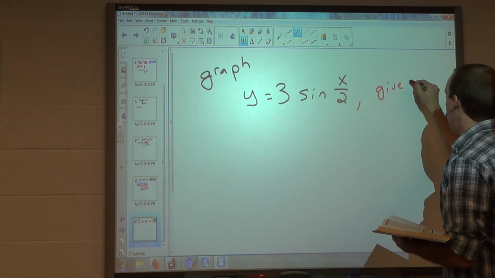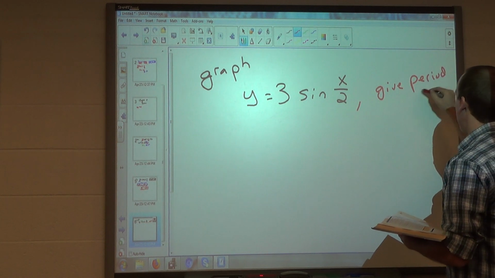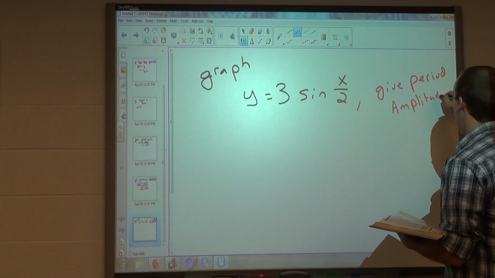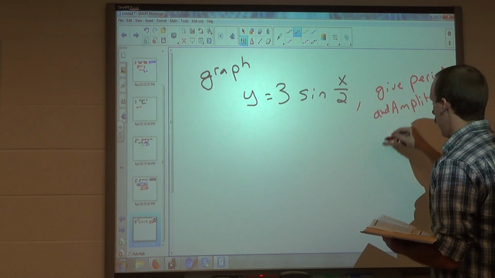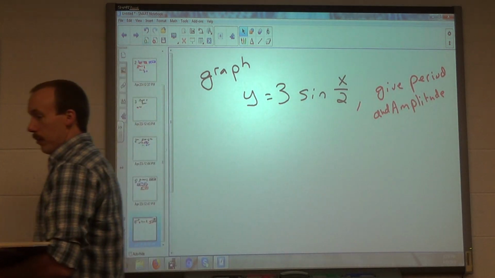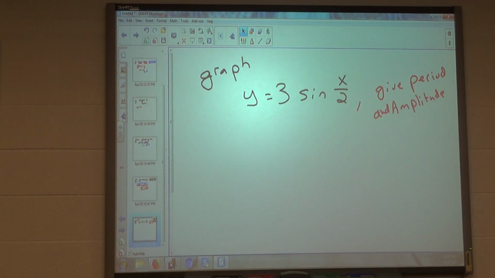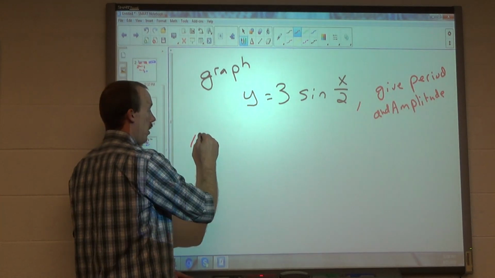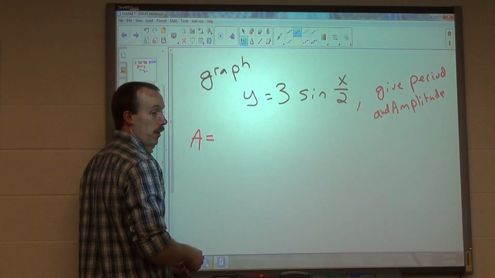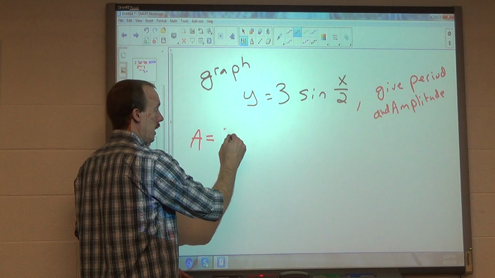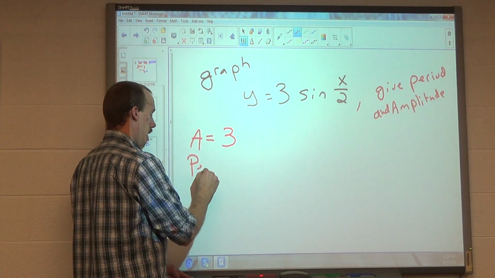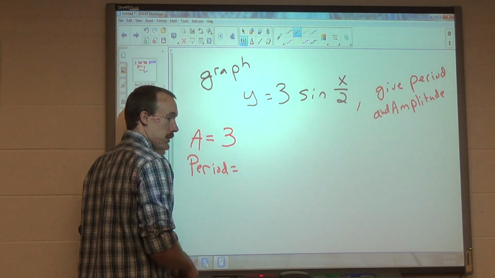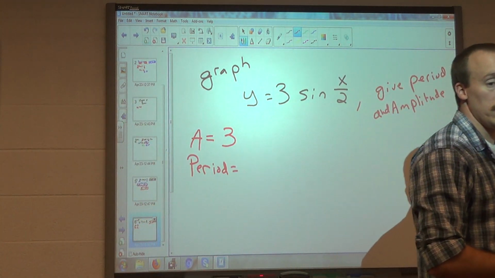So give the period and amplitude. Let's do the amplitude first because that's the easiest here. What would the amplitude on this function be? 3. Okay, next part is the period. There's a formula on the back of my unit circle.